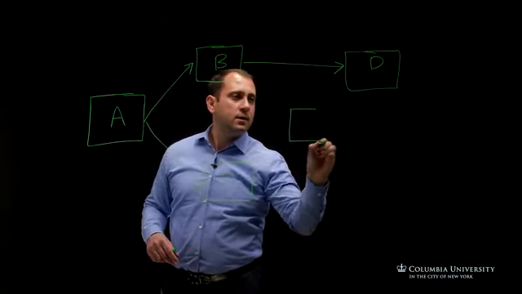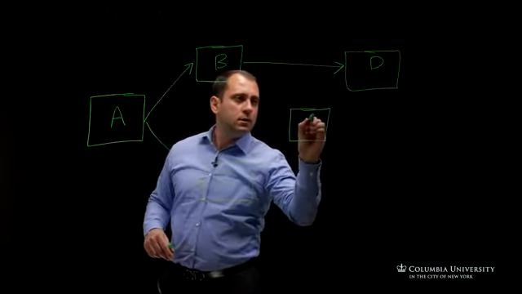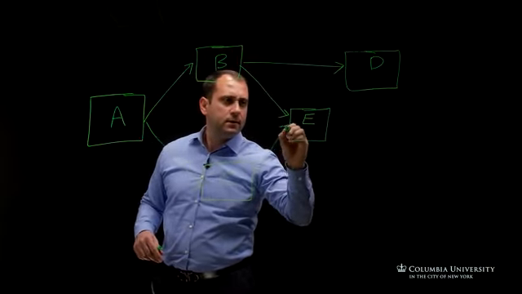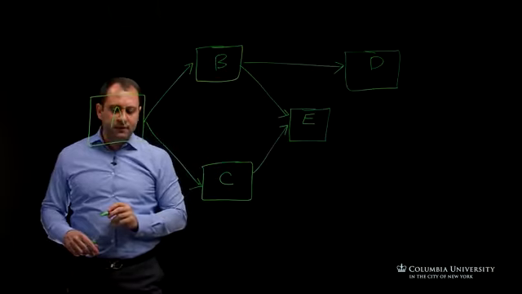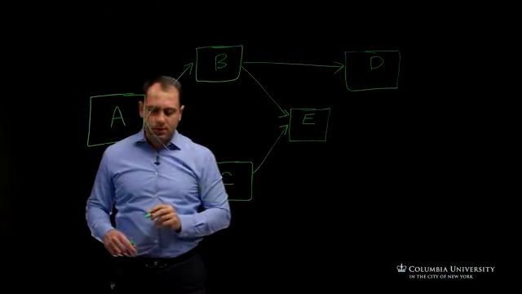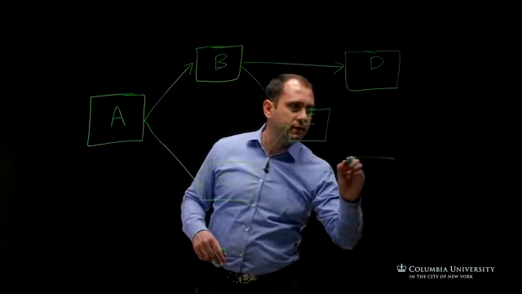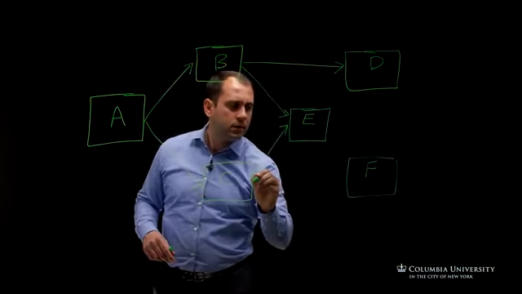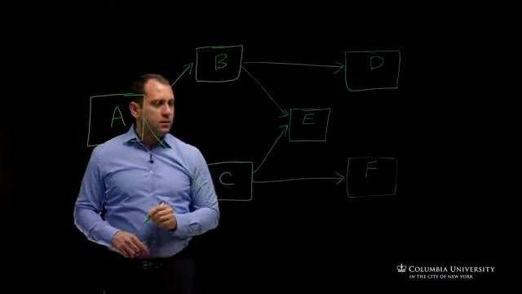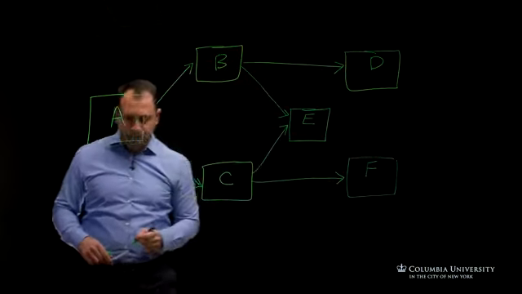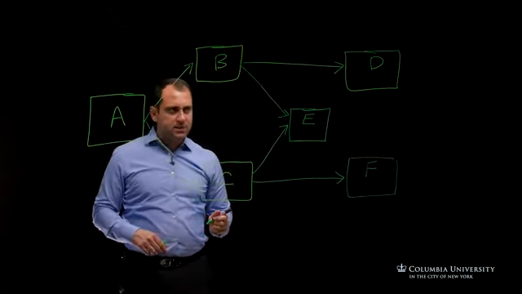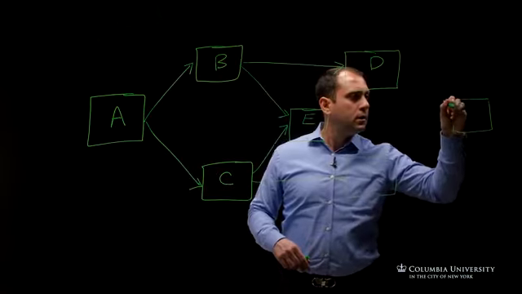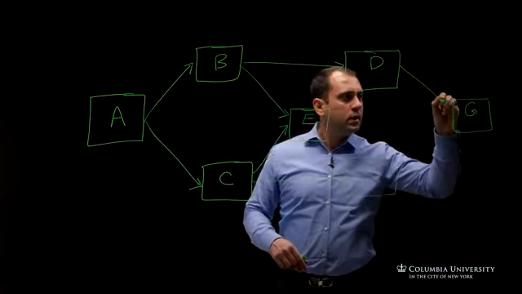So let's say we have E here and activity B and activity C. And then we have activity F, whose predecessor is C. So let's have F here. So C is the predecessor of F. And the last activity G, the predecessors are D, E, and F. We have one here.